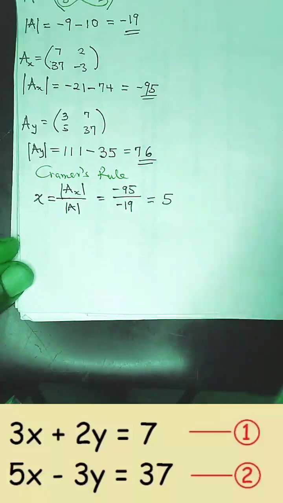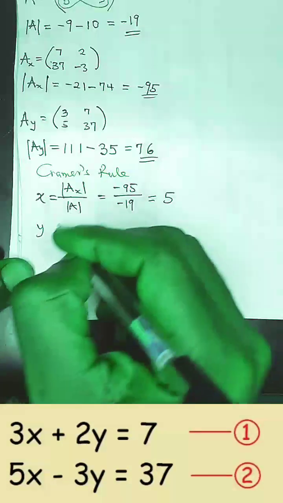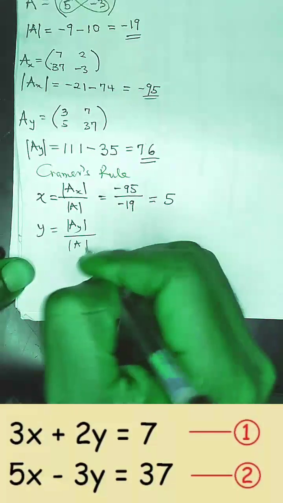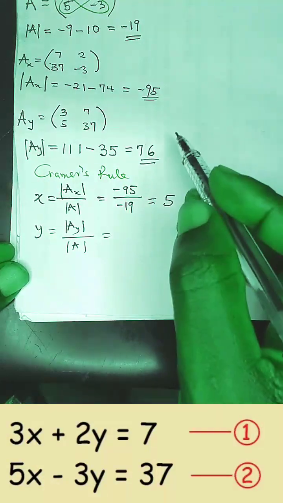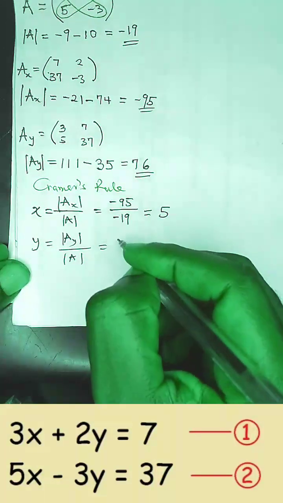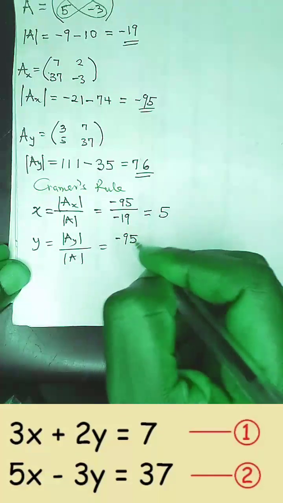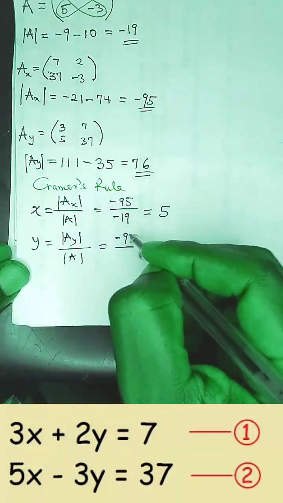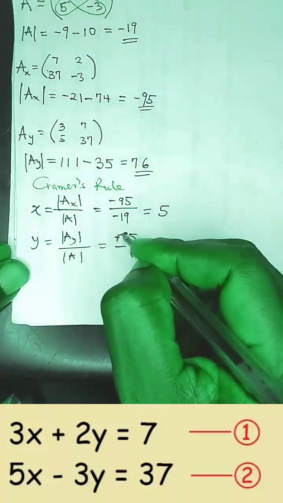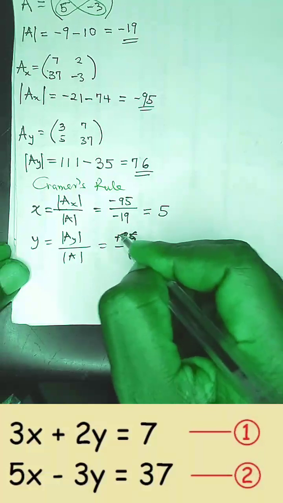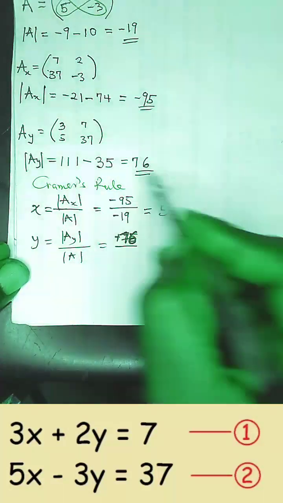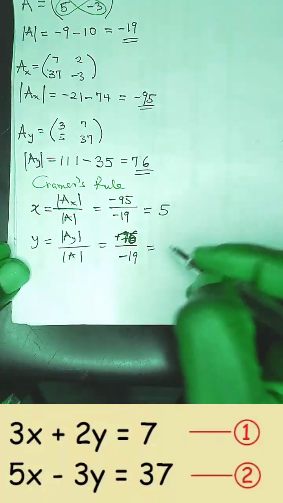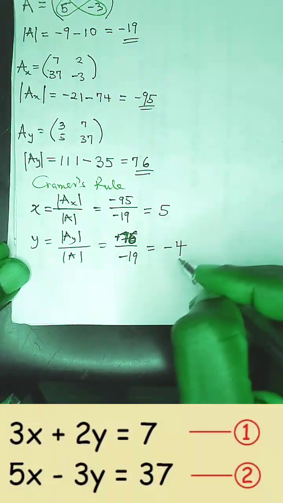plus 5. And then we do the same thing to get our value for Y, which is the determinant of A subscript Y divided by the determinant of A. We have gotten our A subscript Y as plus 76, then we're going to divide it by minus 19, and when we do that, this will give us minus 4.